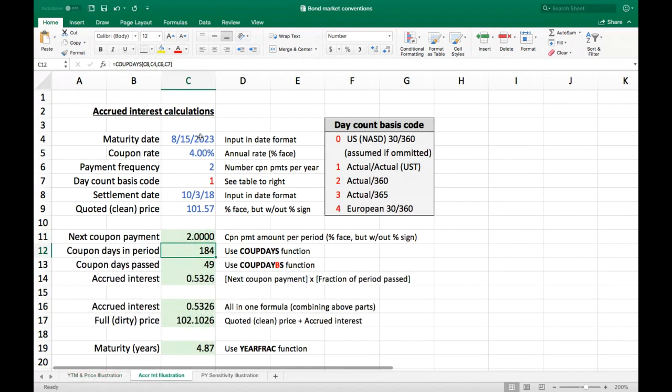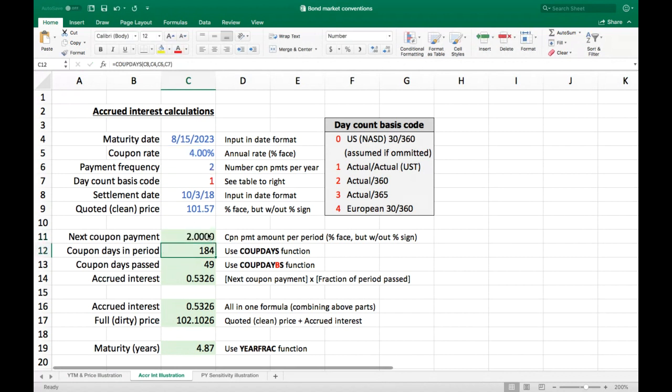So here we have the same parameters that we had before: maturity date, coupon rate, payment frequency, the day count basis code over here, settlement date, and then the quoted clean price. And we want to calculate the accrued interest for this bond. So the settlement date is in the middle of a period. It's a semi-annual bond, so the next coupon payment will be half of this rate times 100 to turn it into a dollar amount or percent of face.